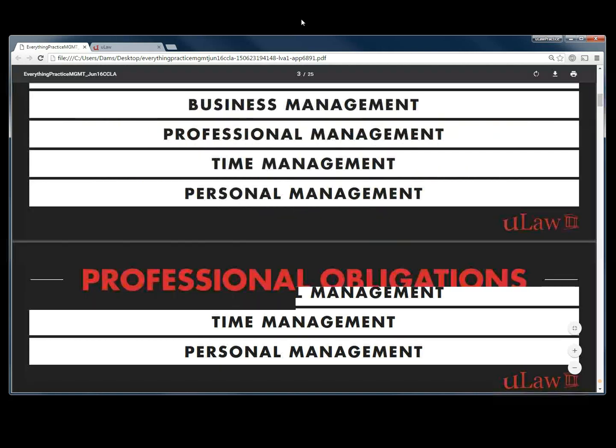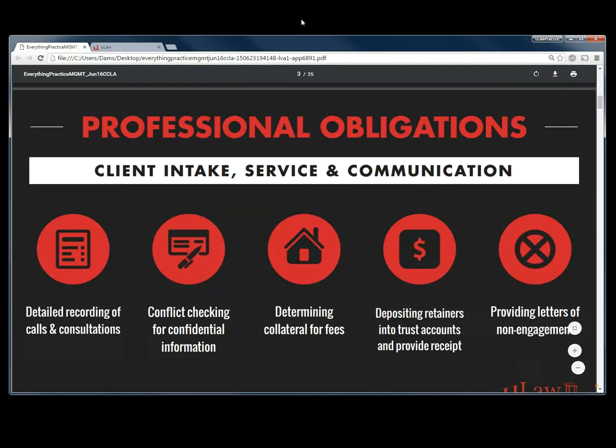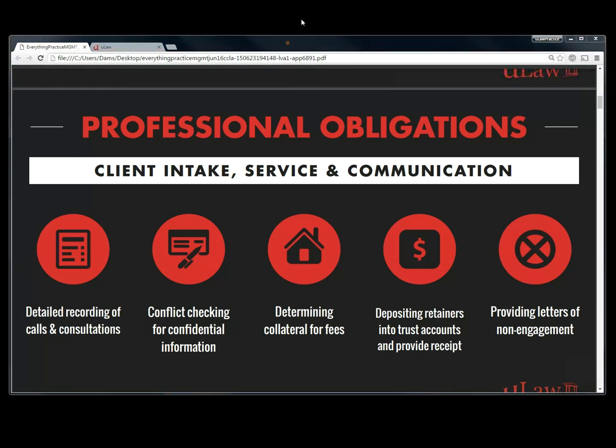Going on to the next slide, professional obligation. There are several steps that you need to do as you're doing client intake, service, and communication in your practice. Now, the first and most important one is detailed recording of the call and consultation. As you are engaging with the client, we strongly recommend that you record all the details of what this call is all about and what the consultation is all about.